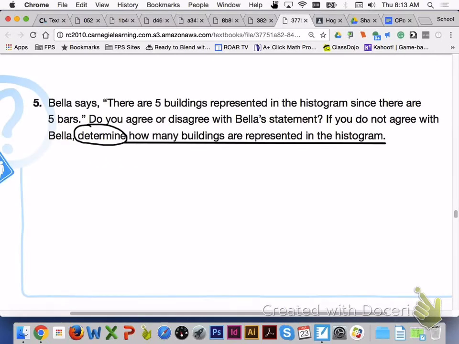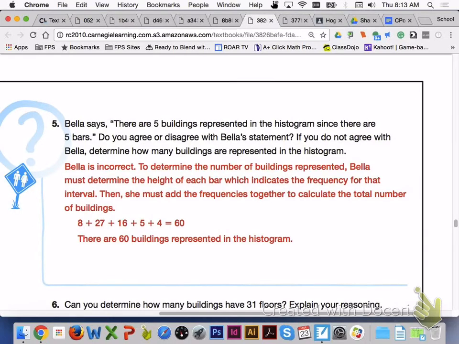Please turn to page 1040 and answer number 5 with your group members. For number 5, Bella is incorrect. In order to determine the number of buildings represented, Bella must determine the height of each bar, which indicates the frequency for that interval. Then she must add the frequencies together to calculate the total number of buildings. When you add those numbers together, there are 60 buildings that are represented in the histogram.